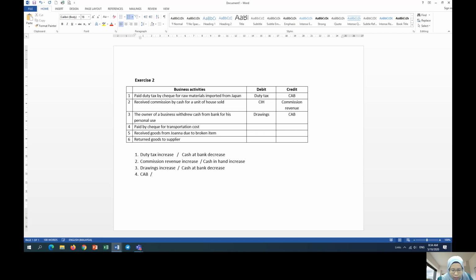Okay, and then the other one is we have transportation cost. So it means that this is your expenses to pay for your transportation. Okay. So let's use the words that being used in the question. So transportation cost.